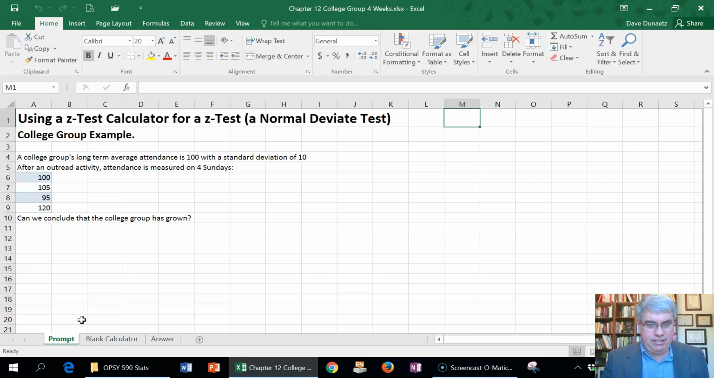Is this enough evidence? The way that we're going to do this is with a normal z-test, because we have a sample of 4 Sundays and we have information on the population. Here the population is the group attendance, whatever the statistic is that we know is true for the whole population, and we want to find out if our sample is different from it. So our population average is 100 with a standard deviation of 10.